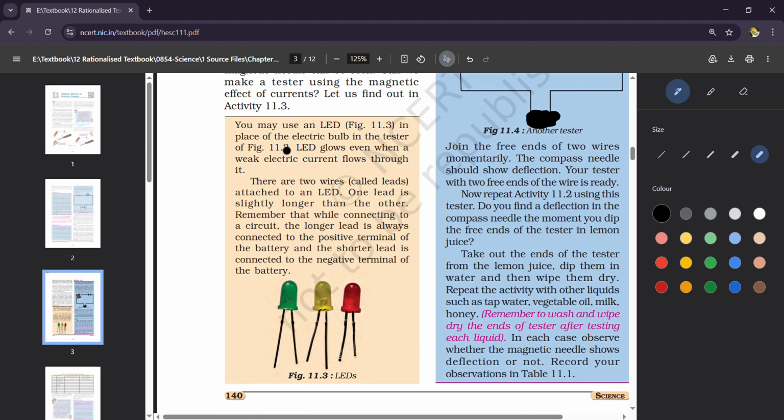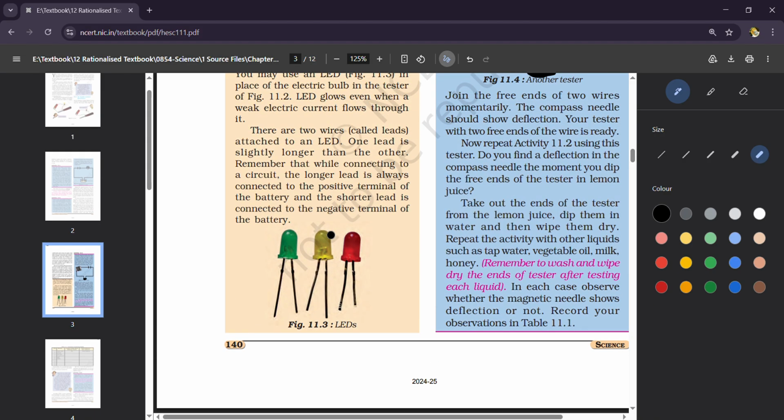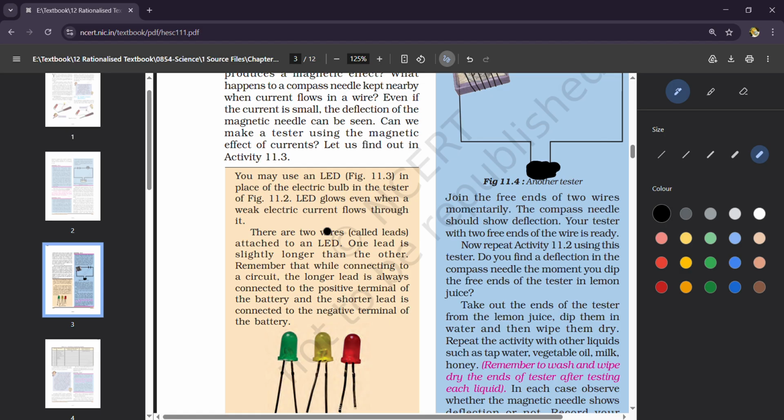Now LEDs are light emitting diodes. These are not cheaper than CFL, but these are more efficient, as they can also identify smaller currents. Here we are given the smaller lead is connected to the negative terminal of the battery. This is connected to negative and this is connected to positive here. These are LED lights and these can be used in your projects.